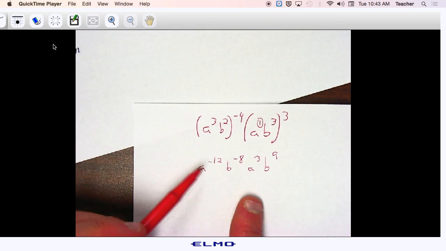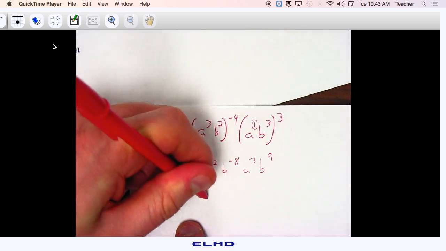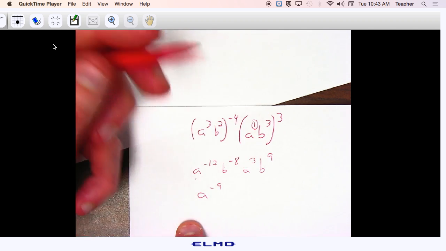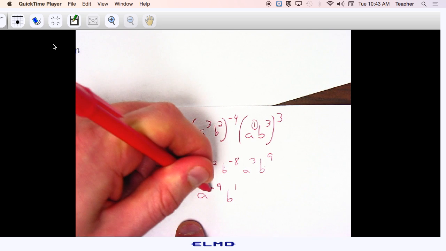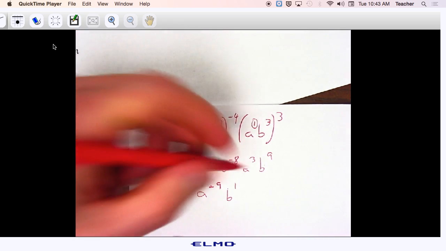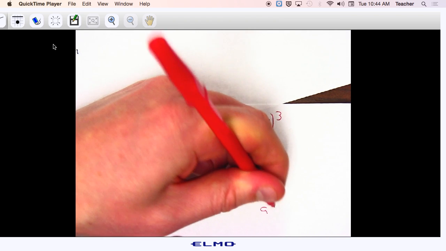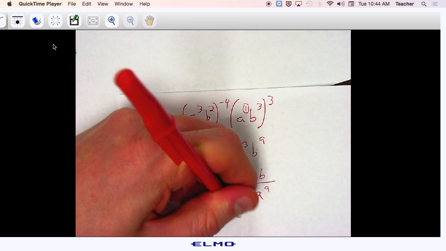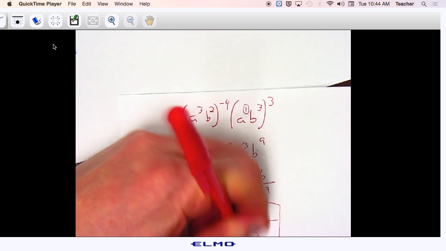And so now I'm going to use the adding property. So a to the negative 12th times a to the third is a to the negative 9th. B to the negative 8th times b to the 9th, I add, I get b to the first. And this is fine. Oftentimes we don't want to leave negative exponents, and so we'll use that reciprocal property and move that a to the 9th down to the denominator. So sorry, my a's and 9's are looking messy there. So that's a to the 9th in the denominator.